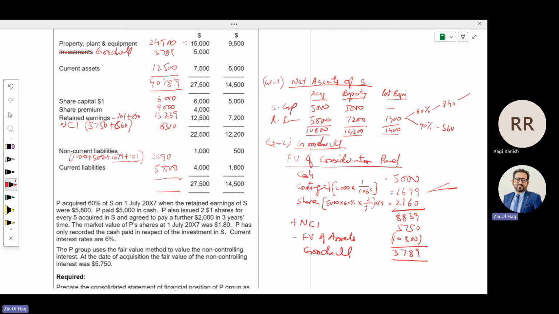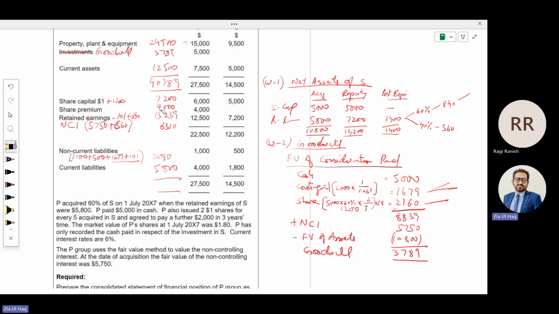Is the share capital 6,000? No. We issued some shares here. How many shares did we issue? Can you calculate the shares? 5,000 multiplied by 60%, into 2 by 5. 1,200 shares we issued. So 1,200 multiplied by 1 par value will add to share capital. So share capital will be 6,000 plus 1,200, which means 7,200.